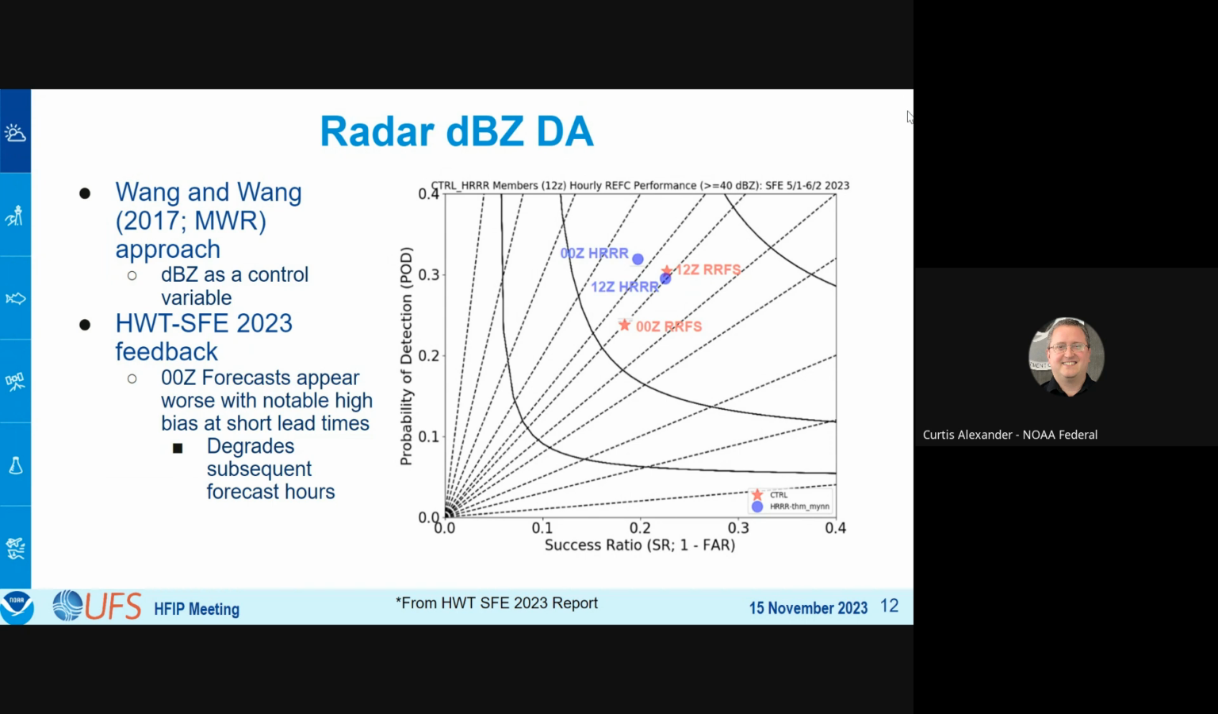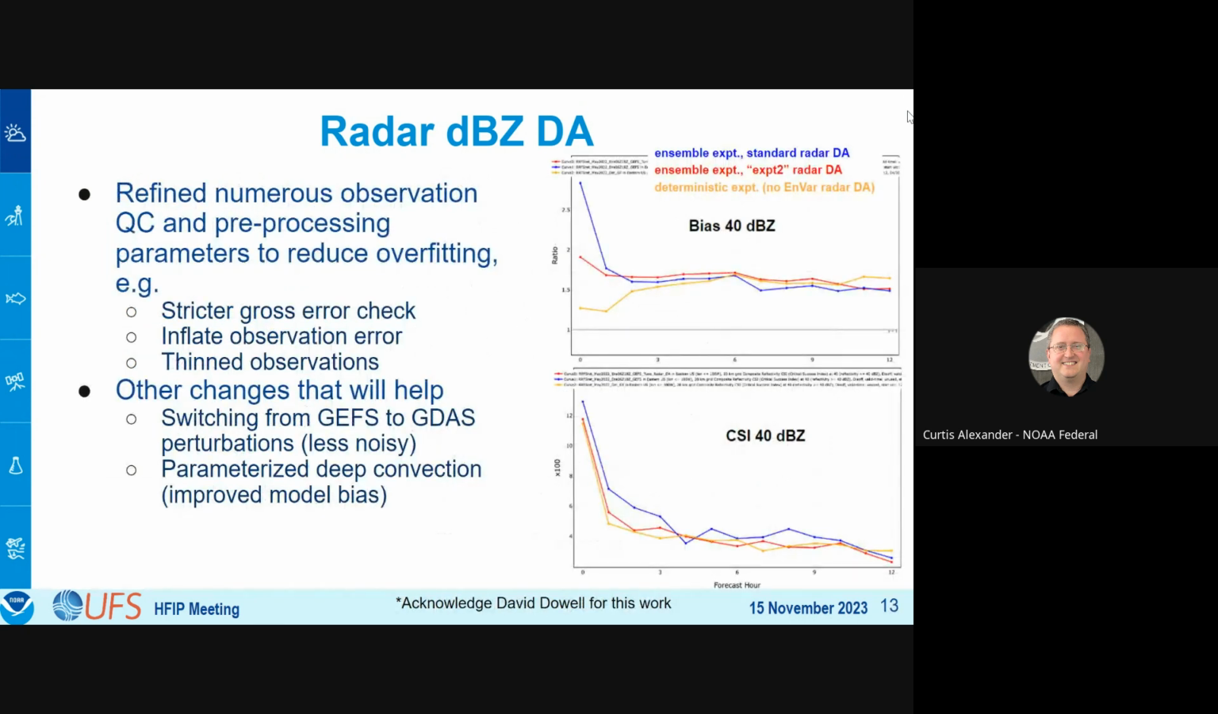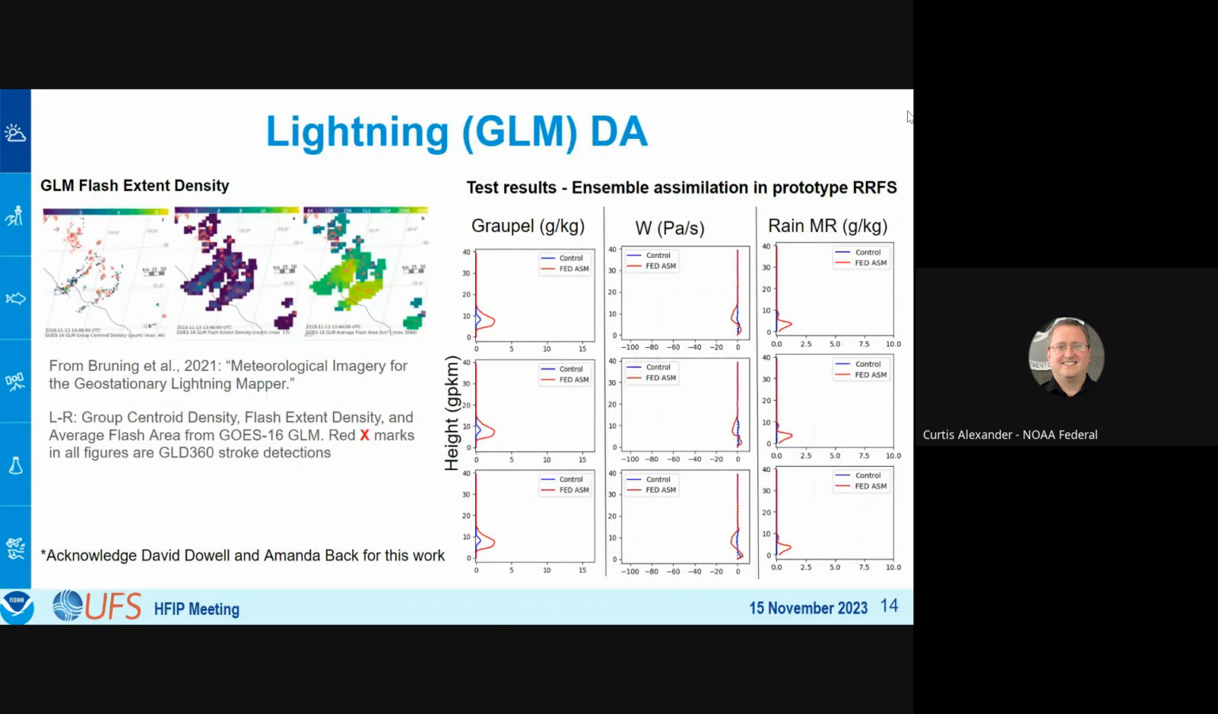So we made some changes to the use of the radar reflectivity data on the next slide. And that basically drove thinning of data, reduction in use of radar reflectivity observations that helped us reduce the noise in the forecast. So that lowered the bias, improved the forecasts. Next slide. The only other thing I'll highlight here is we'll be assimilating GLM lightning observations. Right now, we're just testing the impacts, covariances across graupel, vertical velocity, and rain, and it's producing expected results, taking GLM flash extent density and mapping that to those forecast variables. Next slide.